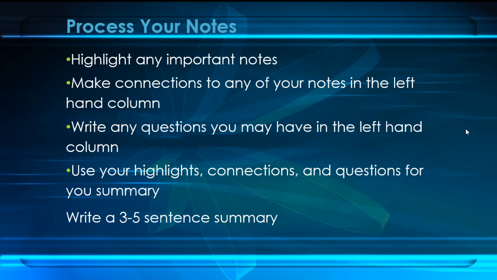All right, so now what I want you to do is go back and process your notes. You're going to highlight any important notes. You're going to make connections to any of your notes in the left-hand column. You're writing questions you may have in the left-hand column. You're going to use your highlights, connections, and questions for your summary, and then write a 3 to 5 sentence summary. If you have any questions, please let me know.